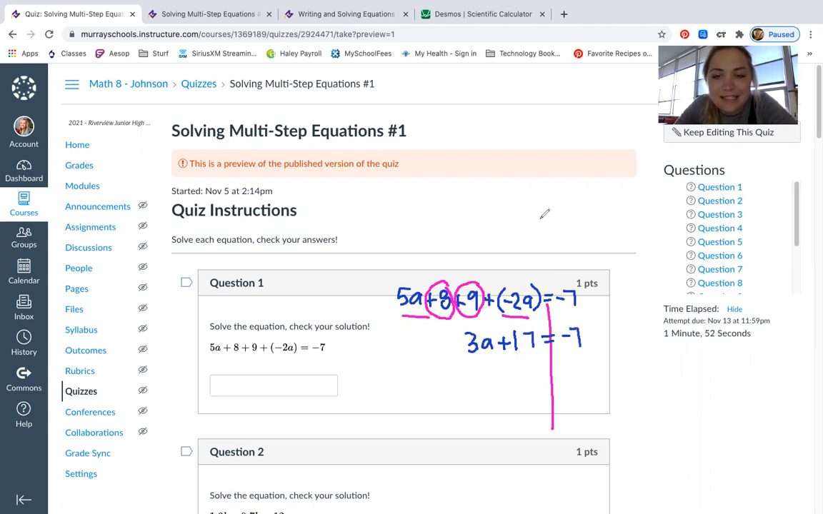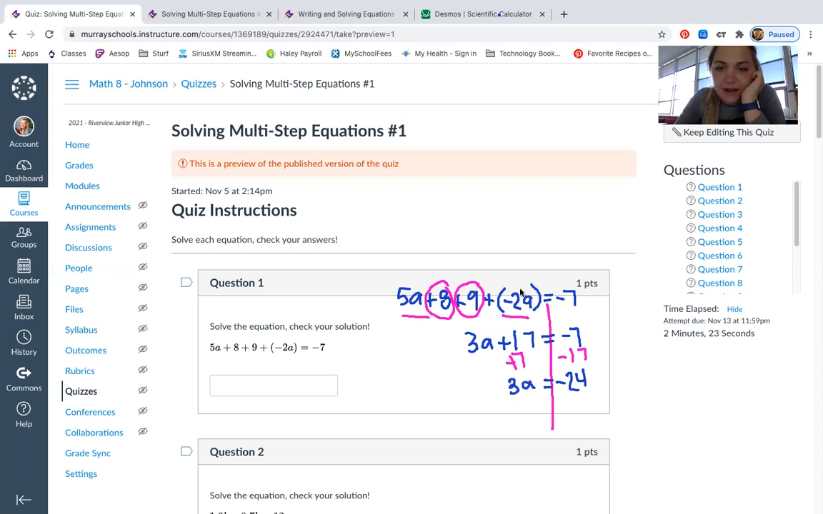All right, the next step I am going to do is get rid of the 17. So I'll subtract 17 from both sides. And when I do that, we are doing negative 7 minus 17. So that should give us negative 24, I believe. So on the right side, negative 24. On the left side, 3a.